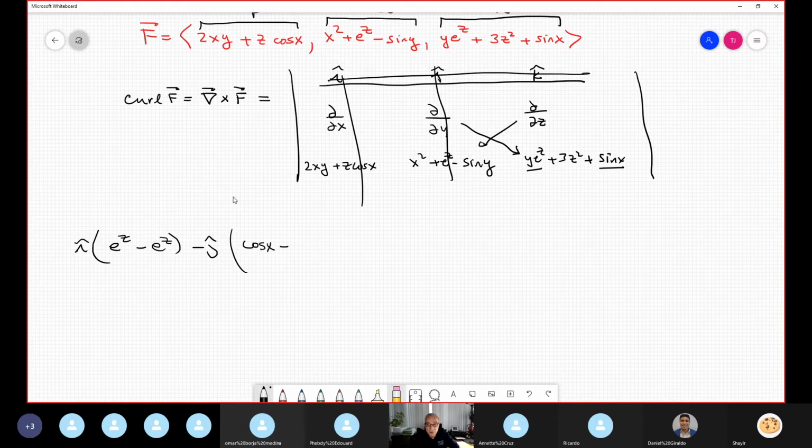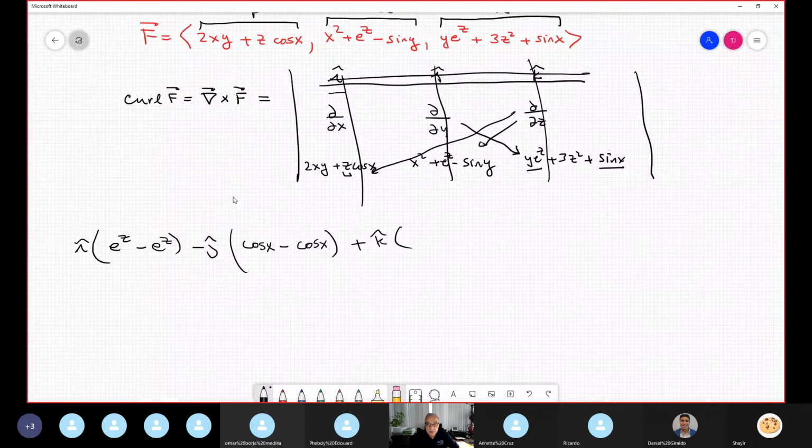Minus the partial derivative of this with respect to z, this and this. Well, with respect to c, this is 0. The only c that we have is this, and the derivative of c with respect to c is 1. I multiply by the coefficients in front of cosine x. Plus k. You delete this mentally, this and this, and focus on that part.